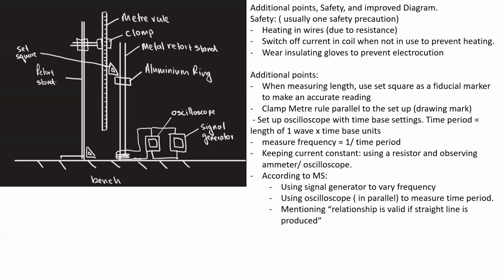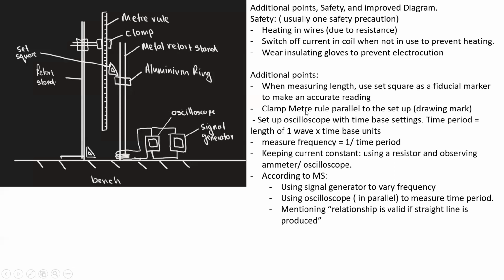An additional point that you should consider is, when measuring length, use a set square as a fiducial marker. So what does a fiducial marker mean? It's basically a straight edge that signifies where that point is. So you put a set square at the tip of the aluminum ring so you can make an accurate measurement on the meter rule. You don't gauge with your eyes. You use a fiducial marker, which is a straight edge, like I said, and it will touch the meter rule at a point, and then you take the reading at that point. If you don't understand it, you could just Google a fiducial marker.